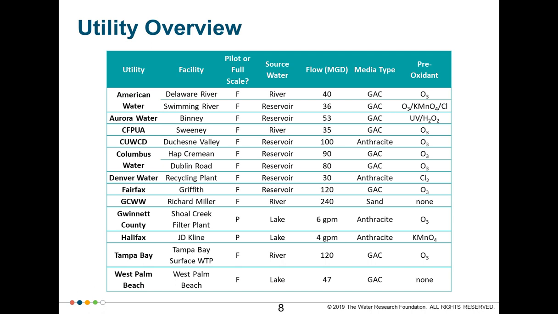We even had a utility using UV hydrogen peroxide, and we had 2 utilities that didn't have any upstream pre-oxidation at Greater Cincinnati Waterworks in West Palm Beach. They didn't have any pre-oxidation. We also had facilities with different backwashing strategies. It's not shown on this graph, but it is in our report. We had chlorinated, unchlorinated, and chloraminated backwashing strategies.